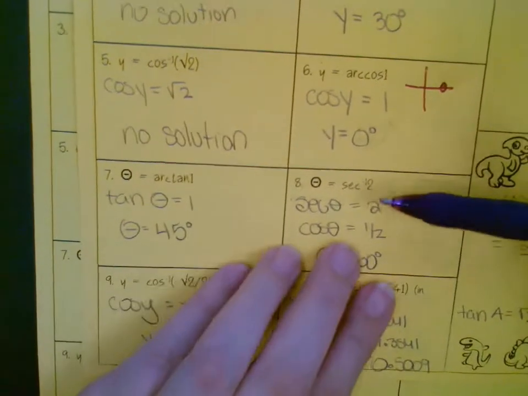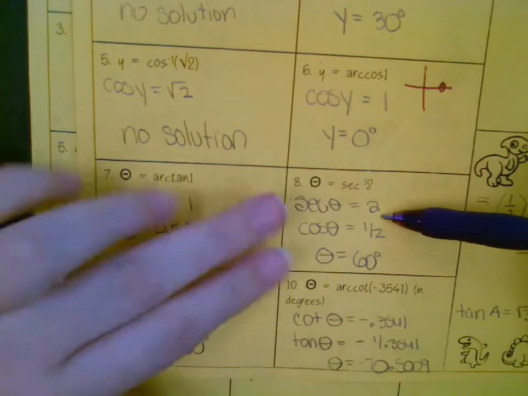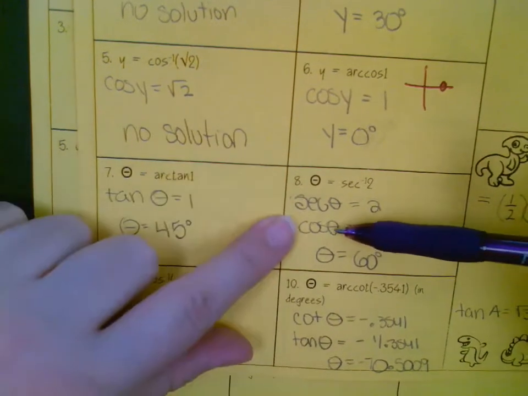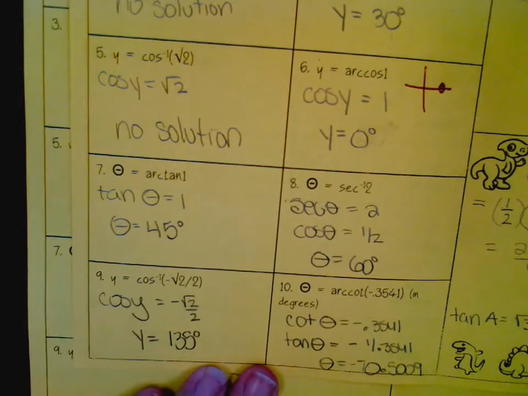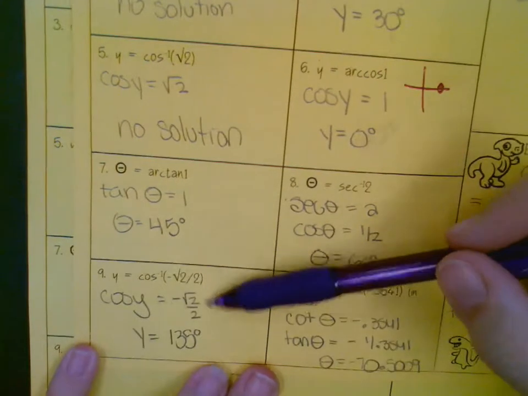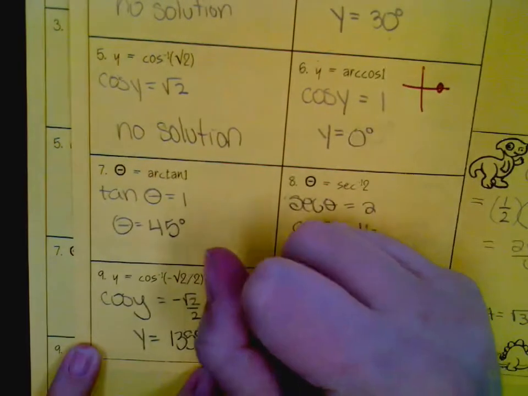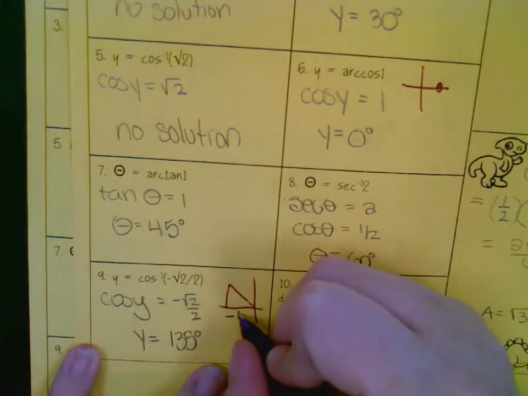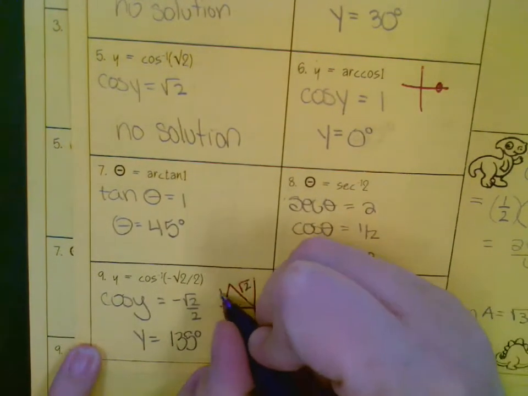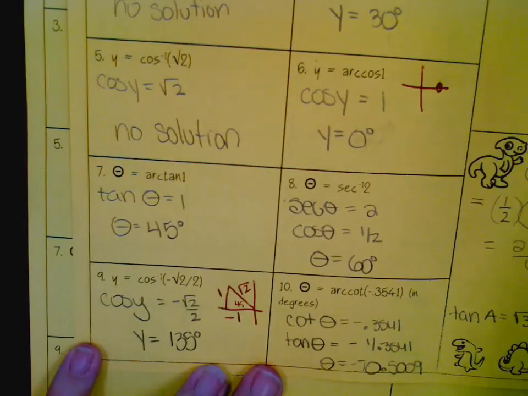Remember when we have our reciprocal function, so we got secant equals 2, and then I flipped it over to make it cosine. So cosine equals 1/2, and then you can draw the picture for that. For this one, we know it's going to end up in quadrant 2 because that's where cosine is negative. And remember about unrationalizing the denominator, we'd have -1/√2. So that's where we got our reference angle of 45 to get 135.